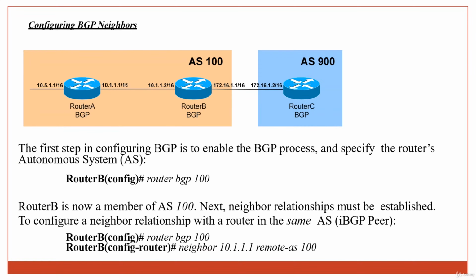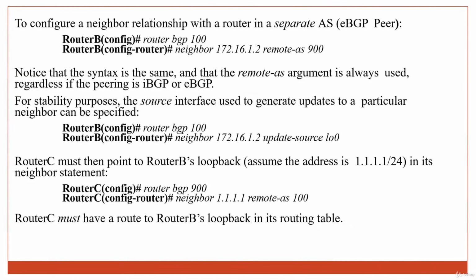Router B of AS100 and router C of AS900 just need the simple command: router BGP, neighbor, and remote AS. That's it. Now, if it is an iBGP pair, then you want to update the source. For example, we generally use a loopback as the router ID, so for an iBGP neighbor relationship, you need the update source loopback command, correct?